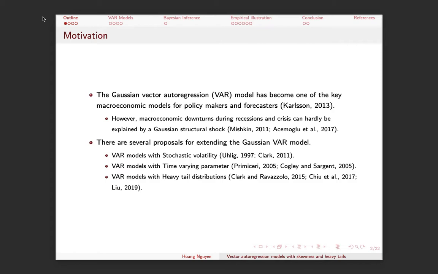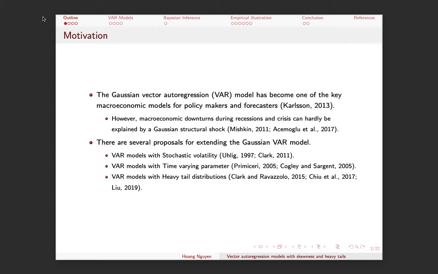So people have tried to extend the Gaussian VAR models for a more realistic assumption of the data. For example, VAR models with stochastic volatility models, which help to improve point forecast and also density forecast. Then time-varying parameters can be added, but empirically the evidence is mixed. And recently there's a lot of effort trying to combine VAR models with heavy tail distribution.